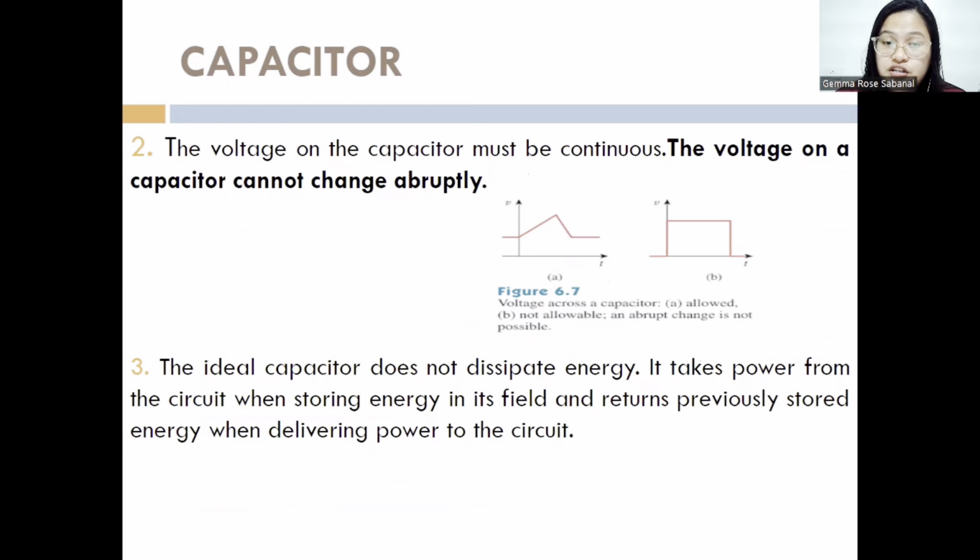Next, the voltage on the capacitor must be continuous. The voltage in a capacitor cannot change abruptly. The ideal capacitor does not dissipate energy. It takes power from the circuit when storing energy in its field and returns previously stored energy when delivering power to the circuit.